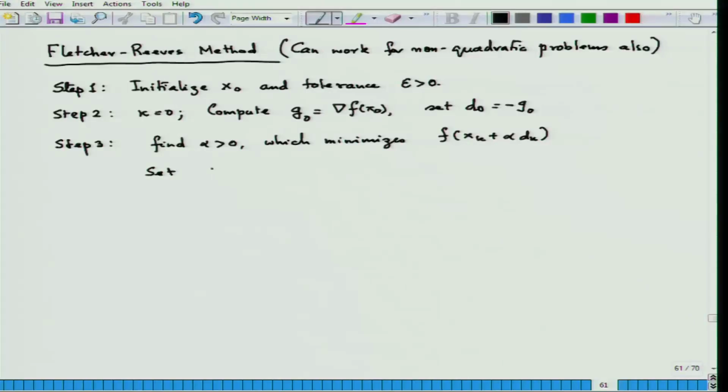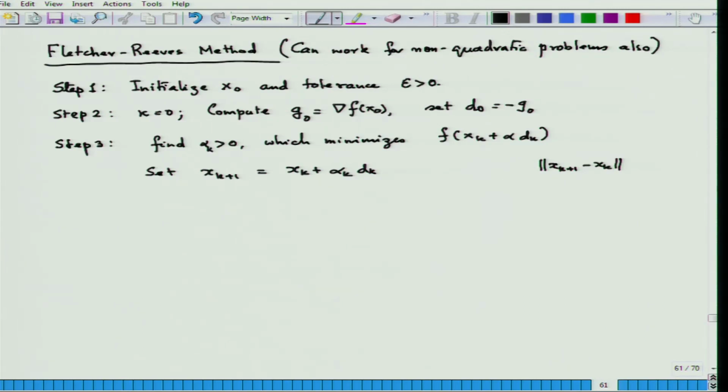And once you have done that, that is alpha k. So, basically find alpha k which minimizes this. Set your next iterate x k plus 1 to x k plus alpha k d k. I really do not know the solution, but when the distance between x k plus 1 and x k becomes very small, that is we are basically coming near the solution.